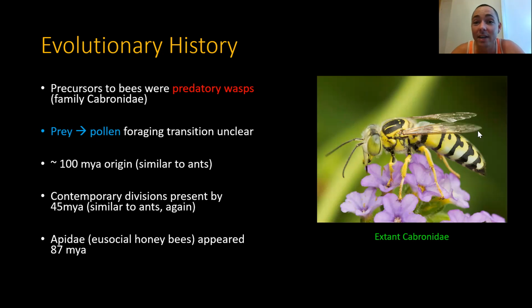And so bees became these really efficient pollen foraging herbivores. Some people call them pollen predators, but whatever, they're herbivores.